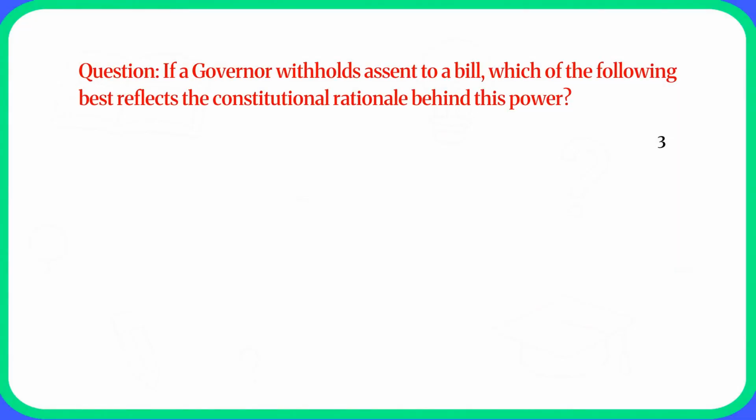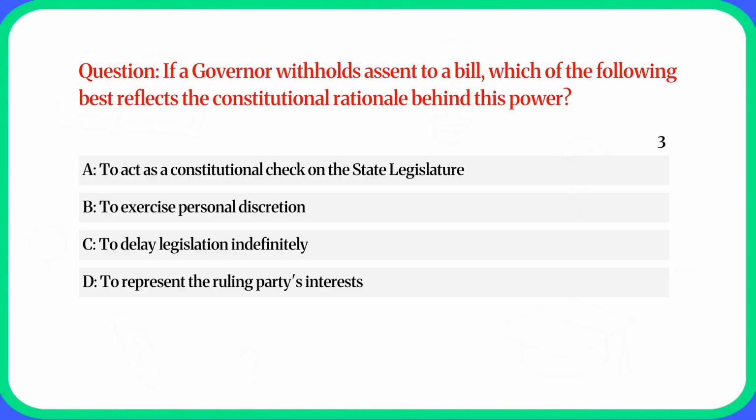Question: if a governor withholds assent to a bill, which of the following best reflects the constitutional rationale behind this power? Answer: A. to act as a constitutional check on the state legislature.